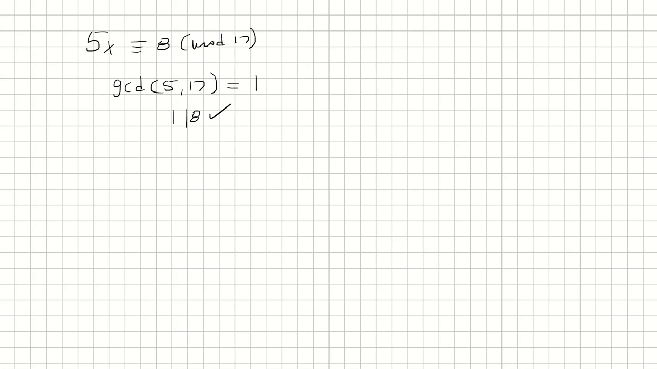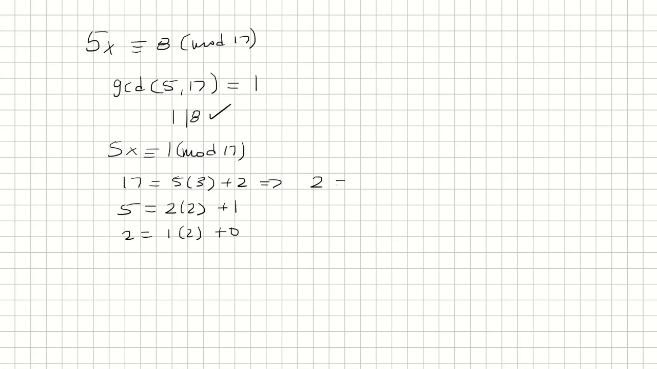So we have to first find the multiplicative inverse by solving the congruence relation 5x congruent to 1 mod 17. And for this, we'll be using Euclid's algorithm to solve it. So we do 17 is equal to 5 times 3 plus 2. And then 5 is equal to 2 times 2 plus 1. And 2 is 1 times 2 plus 0. Okay. So now we can solve for the numbers out here.